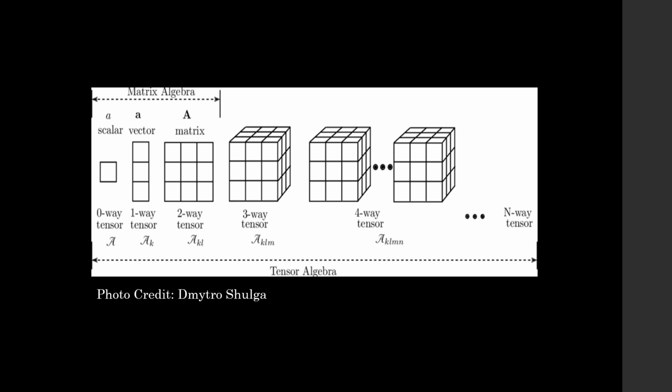Here's a decent little picture from Dmitry Shulga showing the jump from matrix algebra to a tensor algebra. The general study we'll call tensor calculus. So we have a rank 0 tensor, which he calls a zero-way tensor, but these all mean the same thing. So we have zero-way tensors, one-way tensors, and two-way tensors represented by scalars, vectors, and matrices. And then we have the 3-dimensional arrays, 4-dimensional arrays for a rank 4 tensor, so on and so forth, up to some big N.